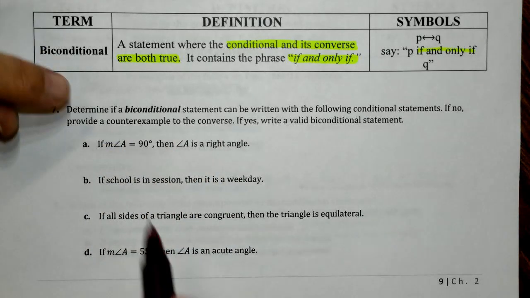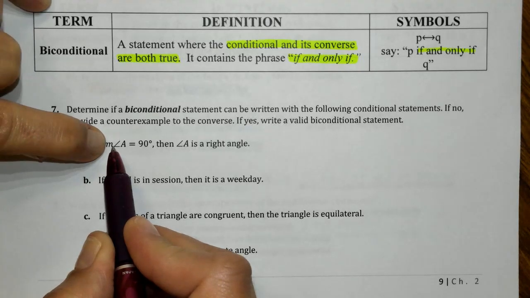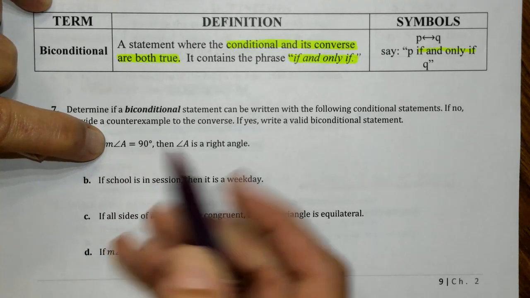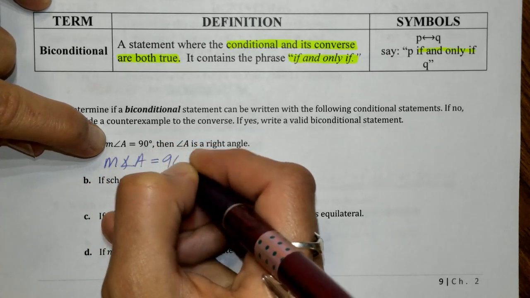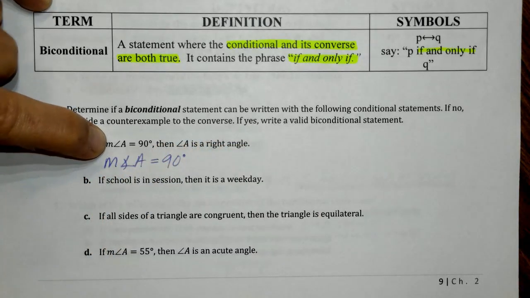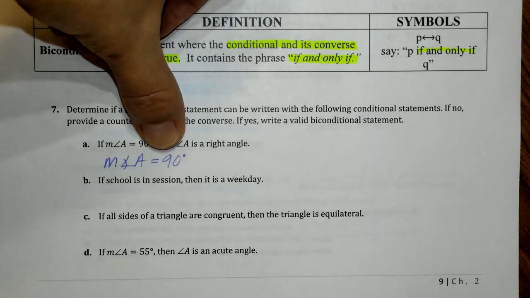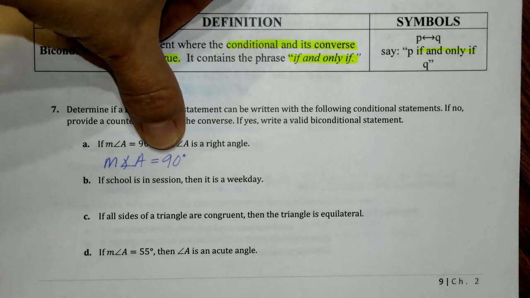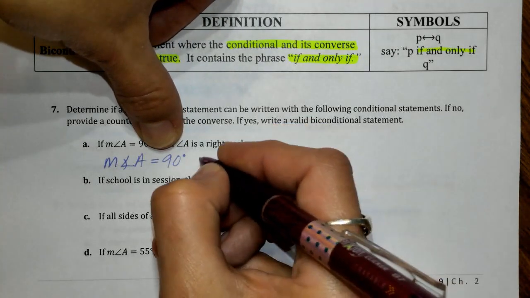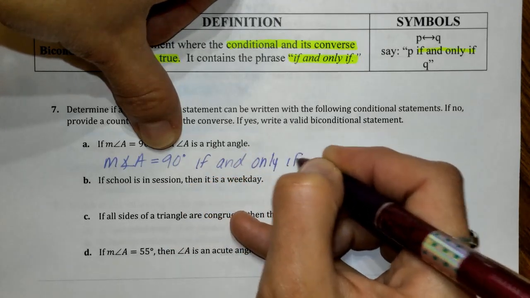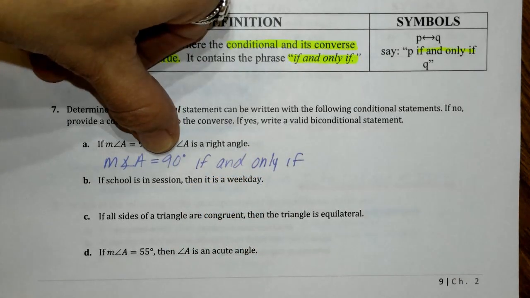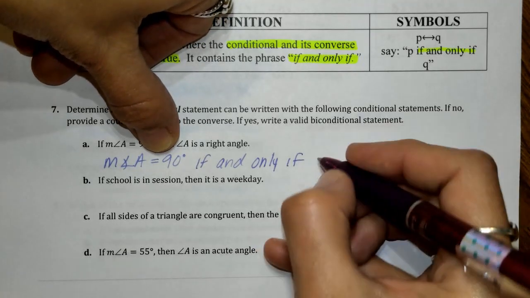So all we're going to do is we're going to take off the if and write the hypothesis. A measure of angle A is 90 degrees. Now, instead of putting the comma and then, we're going to input the words if and only if. And now copy down your conclusion. Angle A is a right angle.